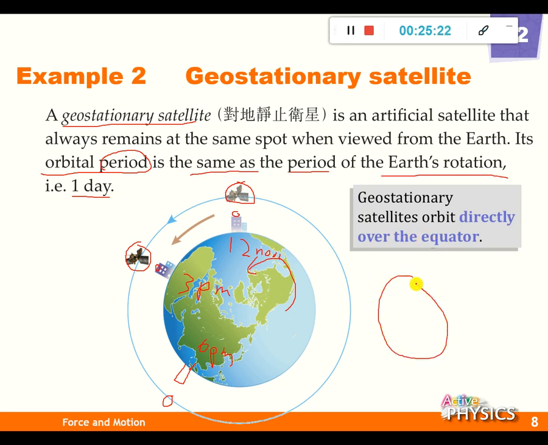When you draw an Earth with its equator, this type of satellite should be on the equator. This also tells us that other than the equator, we have other satellites, maybe above the equator or below the equator. They can also move around it, but they cannot have the same period as the Earth's rotation. Then it means that they cannot be geostationary satellites.